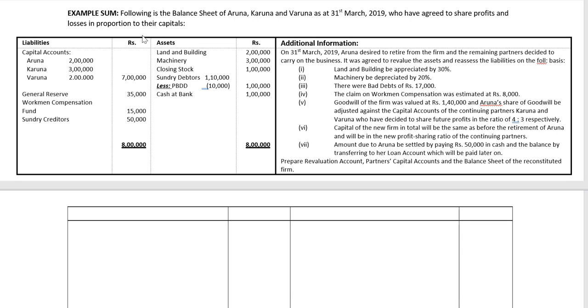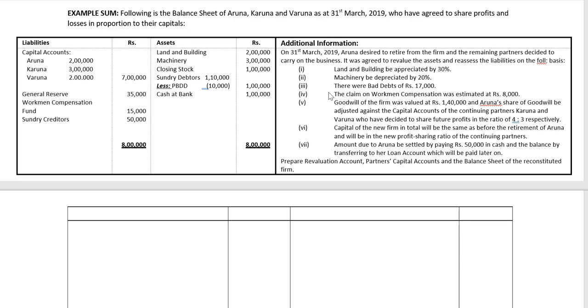Example sum. Following is a balance sheet of Aruna, Karuna and Varuna as at 31st March 2019 who have agreed to share profits and losses in the proportion to their capitals. To the left of the screen we have the balance sheet given. On the right, additional information. On 31st March 2019, Aruna decided to retire from the firm and the remaining partners decided to carry on the business. It was agreed to revalue the assets and reassess the liabilities on the following basis.